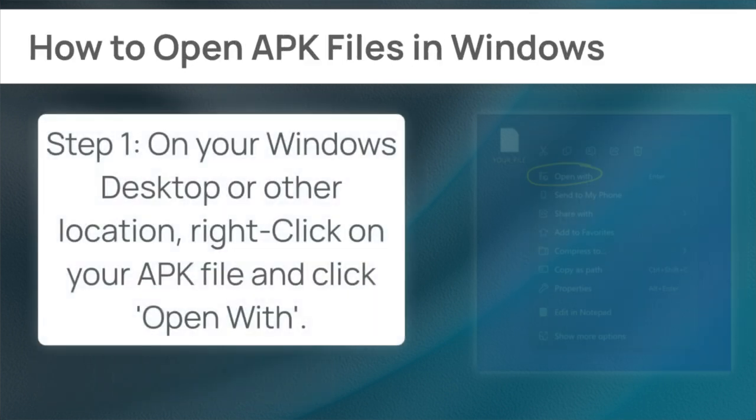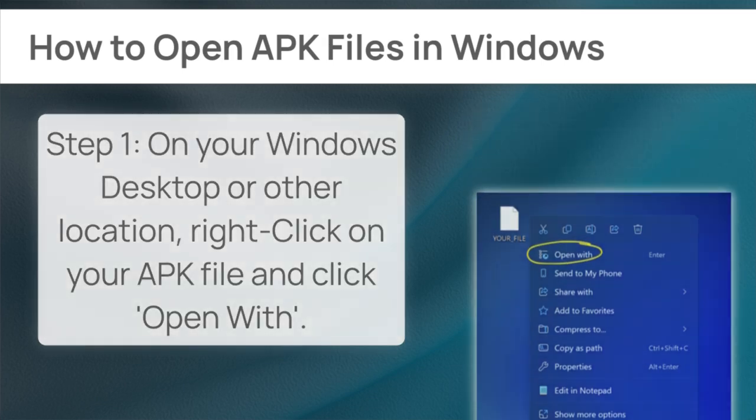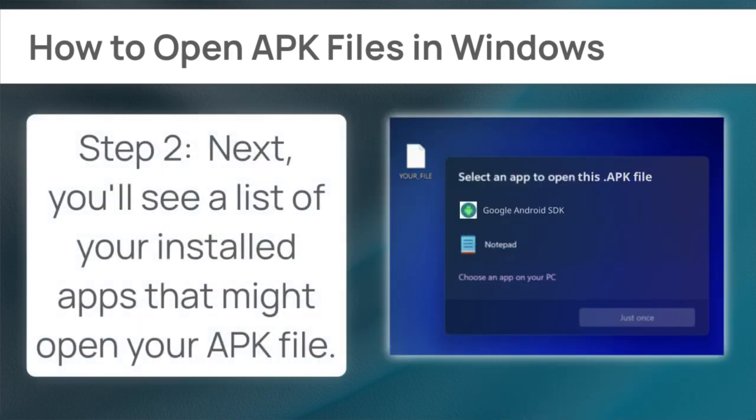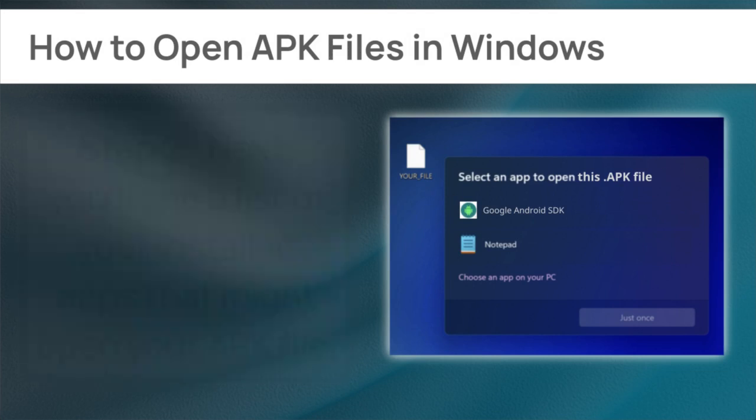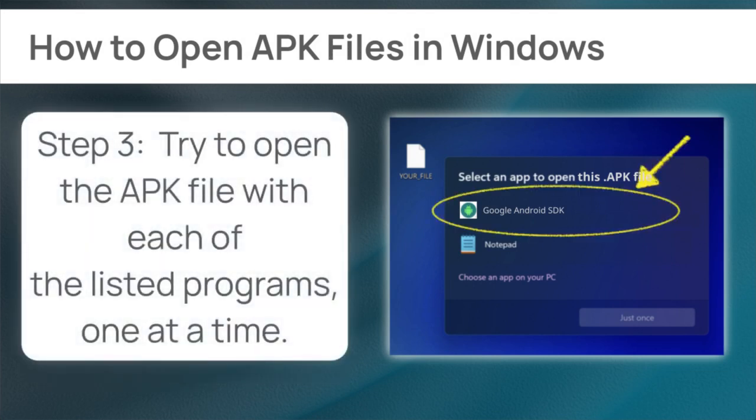Your reliable starting move is the Open With action. Right-click the APK file and select Open With. If Google Android SDK is installed, use it. If not, choose another program. We must find the app that claims the file.